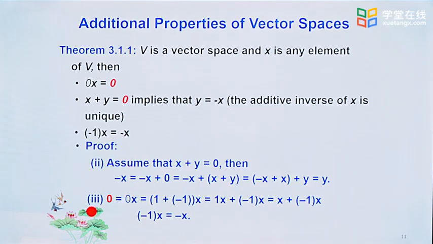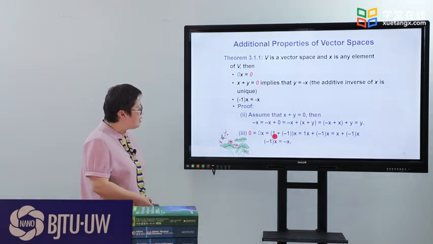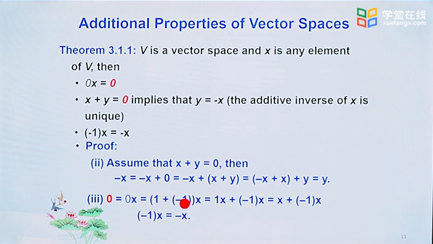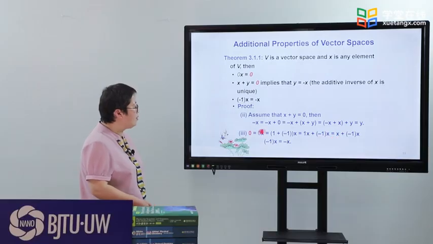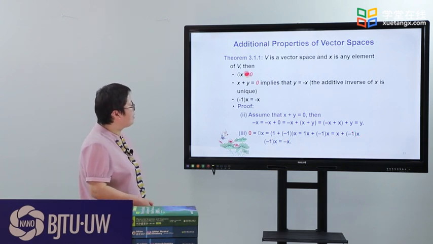And the third conclusion, we can show in this way. Okay, because the zero vector equals 0 times x. We showed this already, right? In the first conclusion, so we can use it here. The zero vector equals 0 times x, and the scalar 0 equals 1 plus minus 1. Using the distributive property, we can write it as 1 times x plus minus 1 times x. And 1 times x, using axiom 8, is x. So from this equation, you have minus 1 times x just equals minus x.